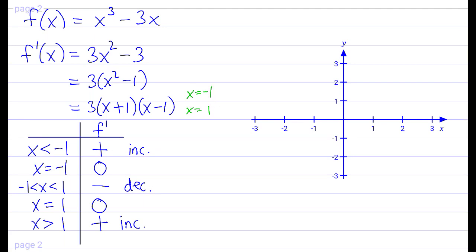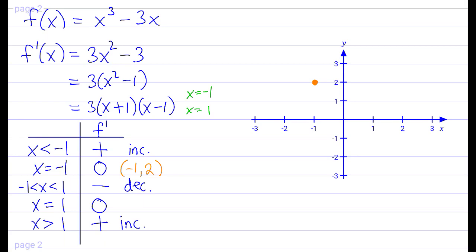Now it's useful for the zero derivatives to plot some points, right? So when x is minus 1, what point is this on the curve? Make sure you plug into the original function. Don't plug into the derivative. That's just going to give you 0 again. So if I plug in minus 1 to this, I get minus 1 plus 3. That is 2. So minus 1 and 2. That's a point on our curve. I'm going to go over to my graph and put that point right there.